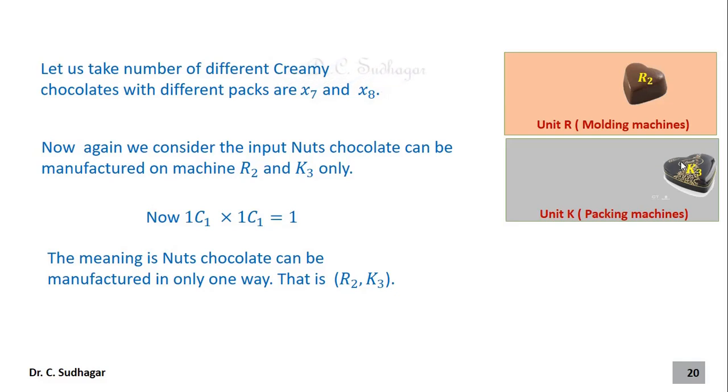So we have used the variables up to 6 first, then 7 and 8 for the creamy chocolates. Now let us put X9. Let us take the number of nuts chocolates in the heart shaped boxes as X9. Okay, so X9 boxes we are going to manufacture. Please note that inside every box there is only one chocolate.